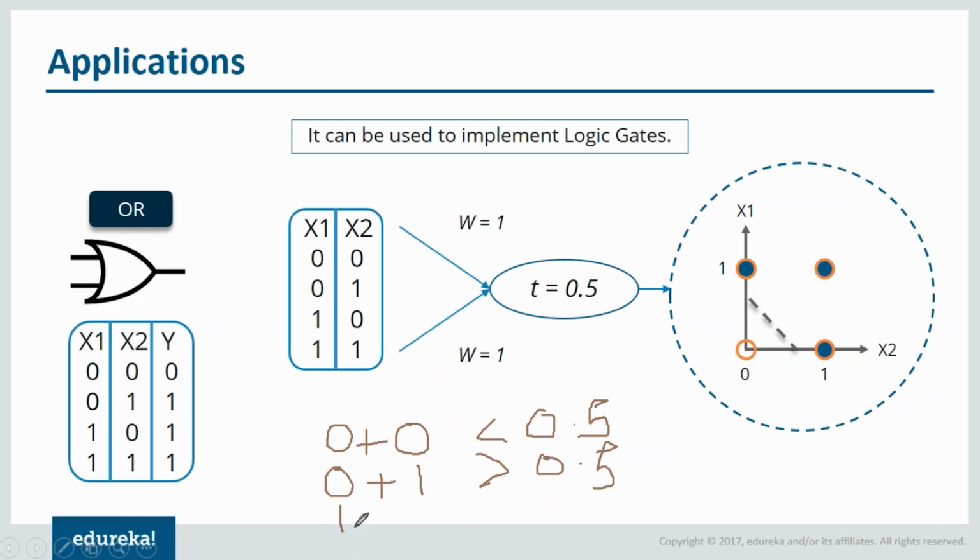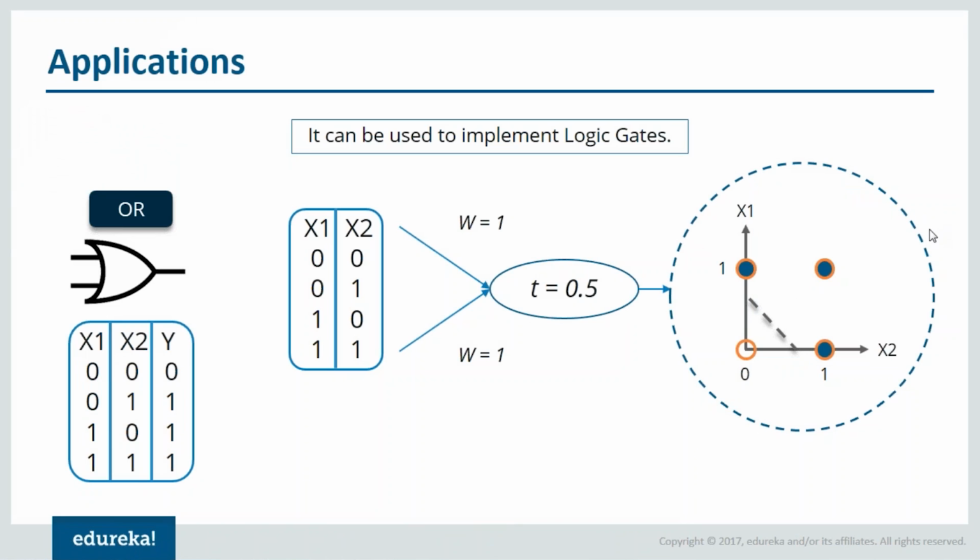Similarly, when my x1 is 1 and x2 is 0, in that case also, our output is greater than 0.5, our neuron will fire and we will get this sort of a graph. When I talk about 1, 1, then our output will be 2, which is greater than 0.5. So we get an output that is 1. And this is how we get the graph. So I hope you all are clear. All right, so this is how we get this graph.